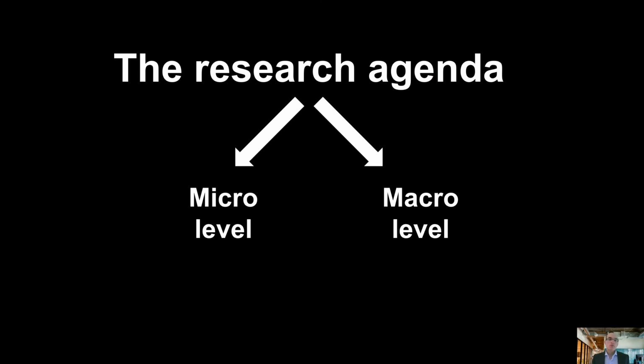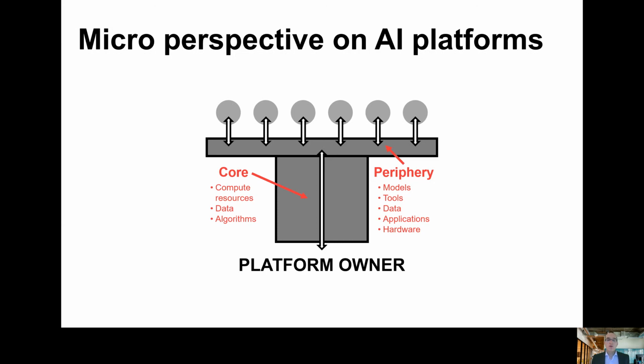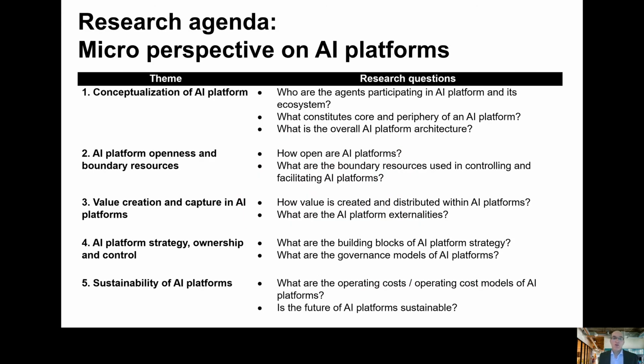We structure the agenda into two levels. We propose research questions on a micro level, as well as questions on a macro level. On the micro level, we propose questions that relate to an individual AI platform, the platform and the interior of that platform. More specifically, we first ask questions related to better understanding and better conceptualization of AI platforms. Who are the agents? What are the constituent parts of core and periphery? What is the architecture of the platform? Better understanding of this concept is, of course, a good starting point.